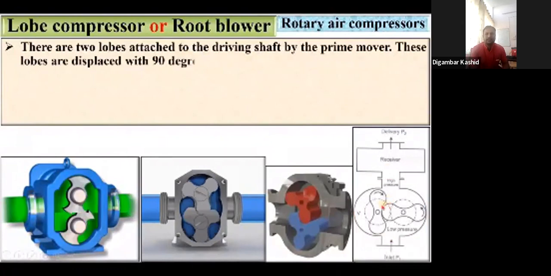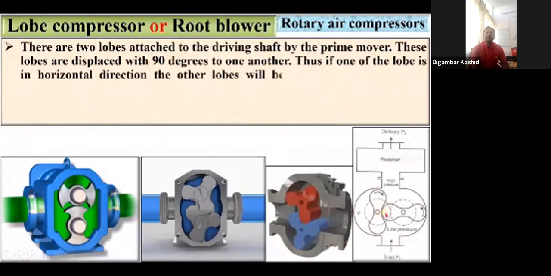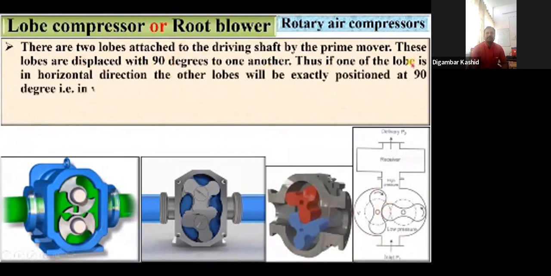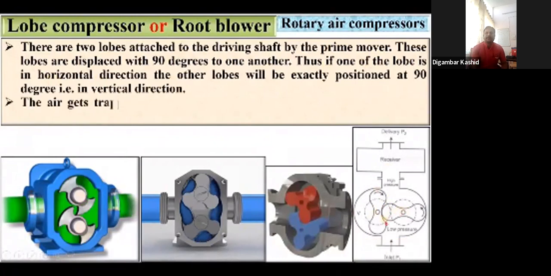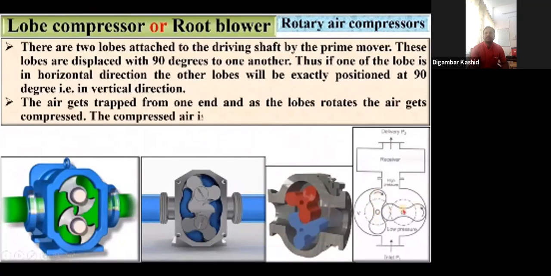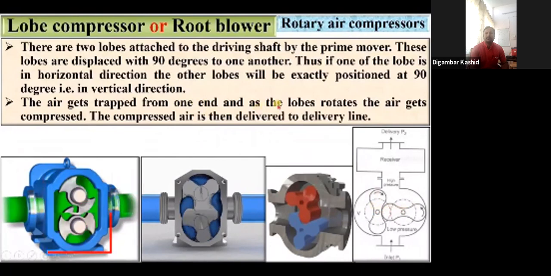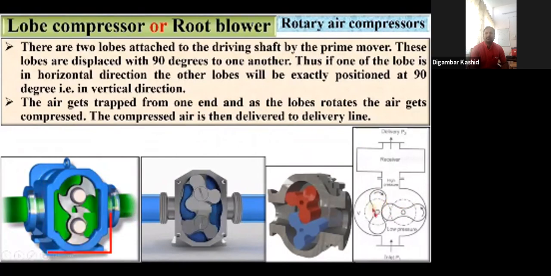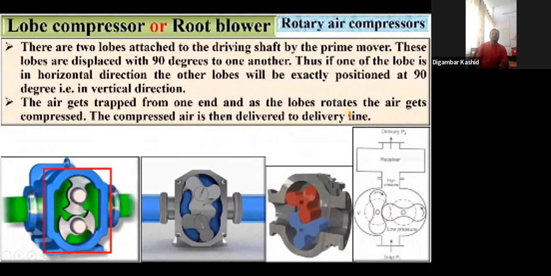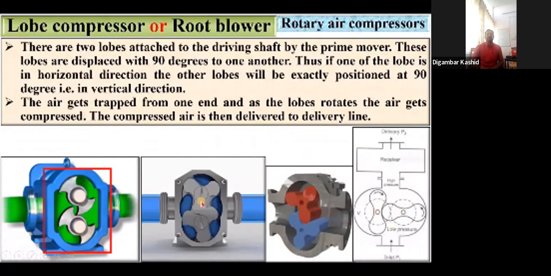Attached to the driving shaft by the prime mover, these lobes are displaced at 90 degrees to one another. Thus, if one of the lobes is in the horizontal direction, the other lobe will be exactly positioned at 90 degrees, that means in the vertical direction. The air gets trapped from one end, and as the lobes rotate, the air gets compressed, and the compressed air is then delivered to the delivery line. Here also you can see two lobes. This is also called the root blower, or the lobe compressor.